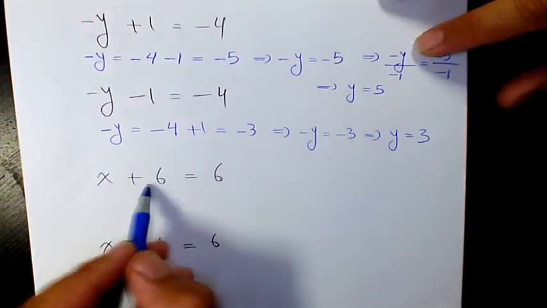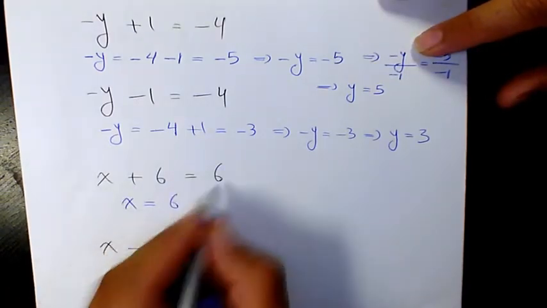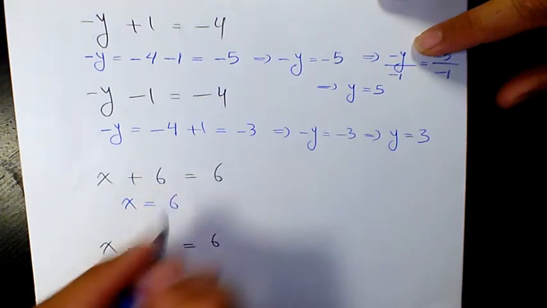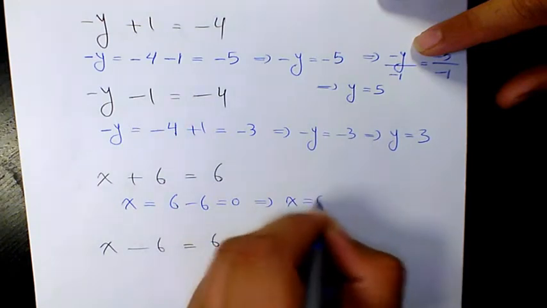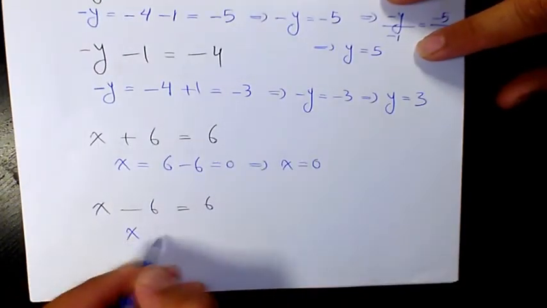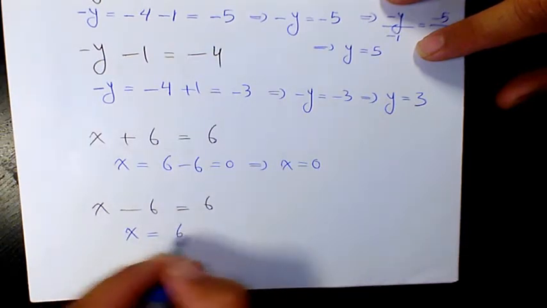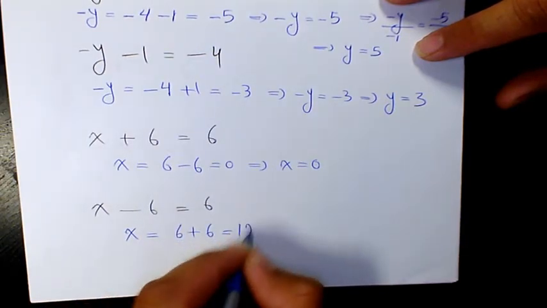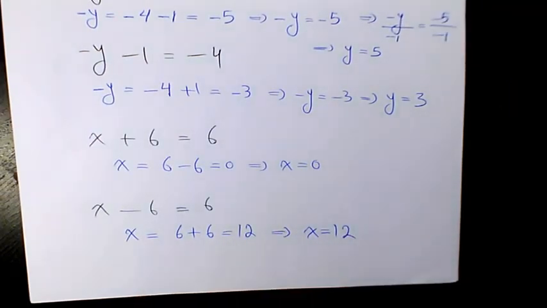Next one, x plus 6 equals 6. So I keep x on the left hand side, and I move this 6 to the other side. It's going to be negative. So 6 minus 6, that's going to be 0. So x will be equal to 0. Next one, x minus 6 equals 6. So I keep x on the left hand side, and I move negative 6 to the right hand side of the equation. So it's going to be 6 plus 6. That's going to be 12. So x is going to be equal to 12.